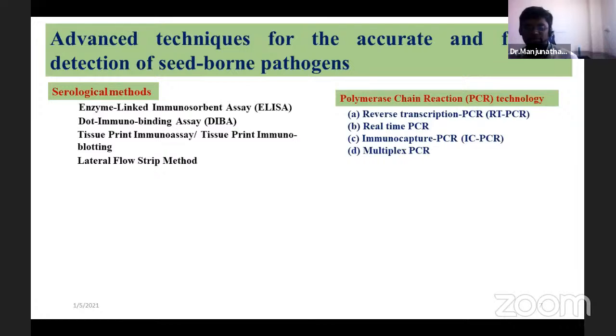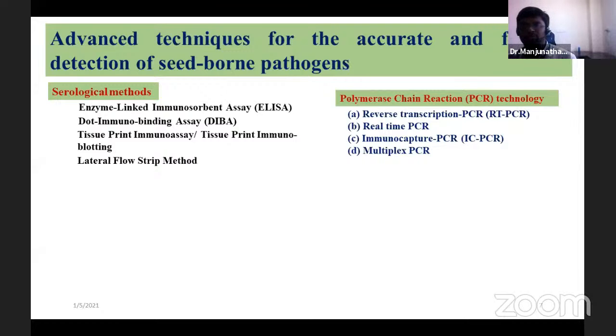Similarly, we have molecular methods. Here, we are primarily using specific primers for identification of seed-borne pathogens. We can use them for all categories of pathogens: bacteria, fungi, viruses, viroids, nematodes, and so on. These molecular methods include PCR-based methods and non-PCR-based methods. The PCR-based methods are RT-PCR, that is reverse transcription PCR, using a reverse transcription enzyme. Another one is real-time PCR, even reverse transcription real-time PCR is there. Bio-PCR is there.